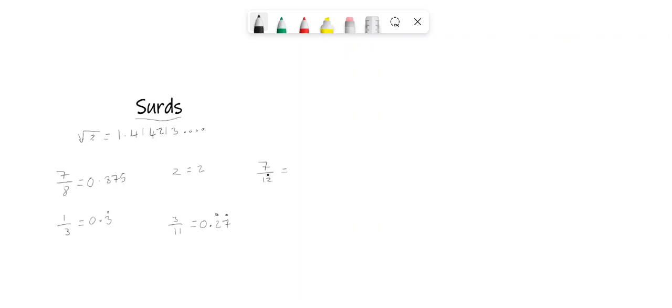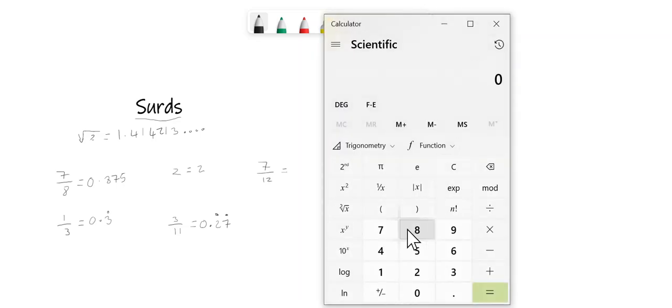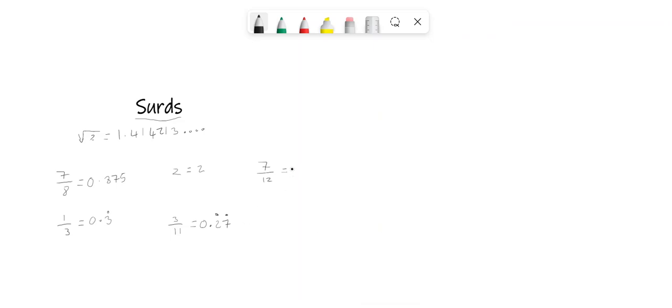Then if we take this one here, 7 divided by 12, or 7 over 12, that's going to be equal to 0.583, and the 3 is just repeating. Then we can put a point over the 3 like that to indicate that the 3 is repeating.